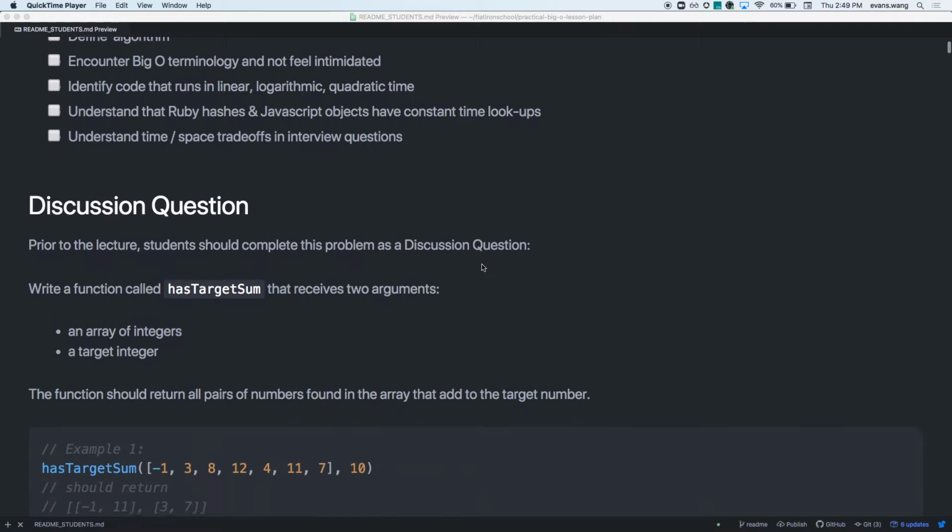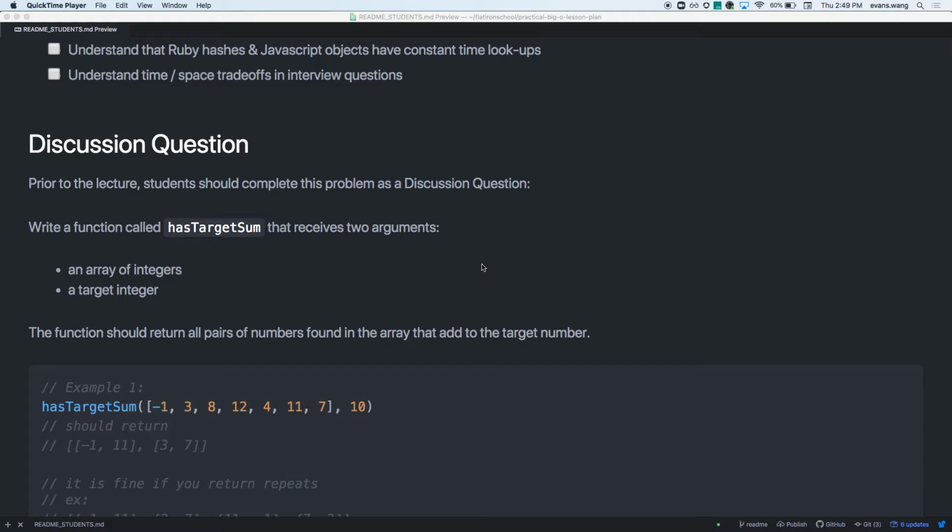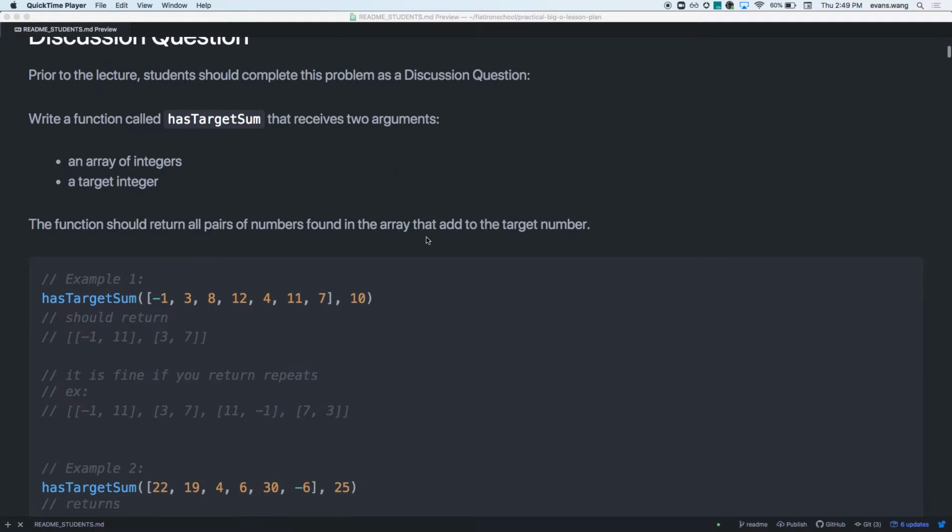So let's begin. Before this, you probably should have received a challenge, which I did not send to you guys because I knew that you were working on projects and some of you had code challenges, so very likely you weren't going to do it. So we're just going to discuss this as a learning point. The idea here is you need to write a function called hasTargetSum. It receives two arguments, an array of integers and a target integer. The function should return all pairs of numbers found in the array that add to the target number.